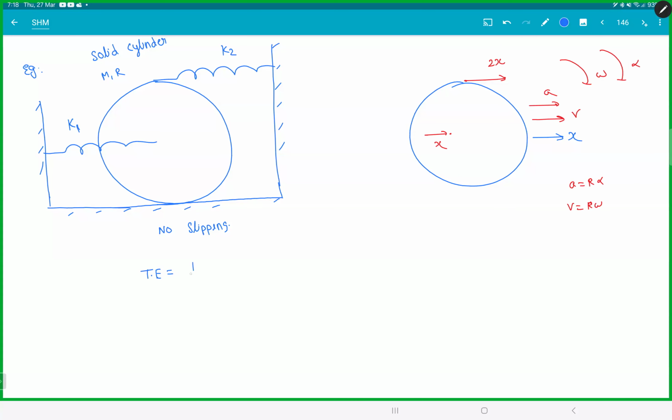Now, what is the total energy? For the cylinder, it will be half mv square plus half I omega square. You have to take the total kinetic energy, so there's a rotational kinetic energy also included now. Plus half k1 x square plus half k2 (2x) whole square. Check out the terms. So two spring energies, and then one rotational kinetic energy and one translational kinetic energy. Once we get this, now differentiate.